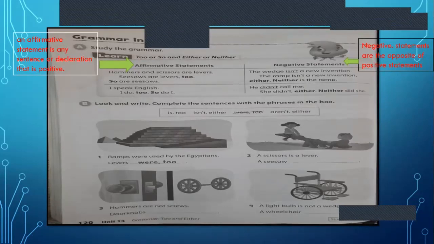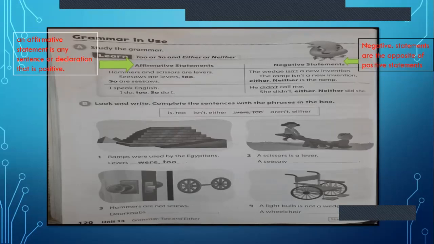Okay, hammers and scissors are levers. Seesaws are levers too. So you see that too is used at the end of the sentence. But when you will be using so, and these two statements are given to you, hammers and scissors are levers, seesaws are levers, how will you use so in the sentence? Listen to me now. Hammers and scissors are levers. Then, before starting the next sentence, you will use so in the middle of the two sentences. So are seesaws.